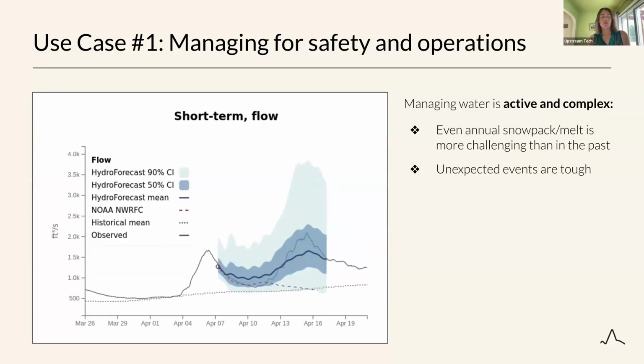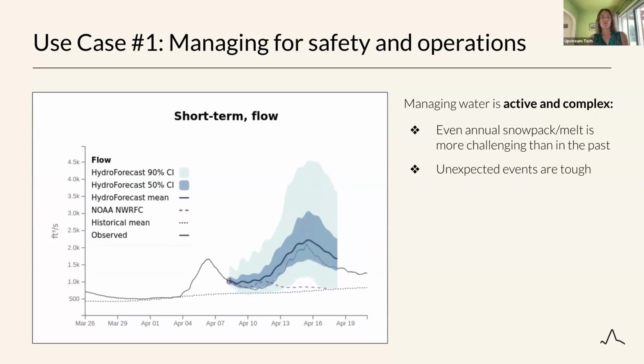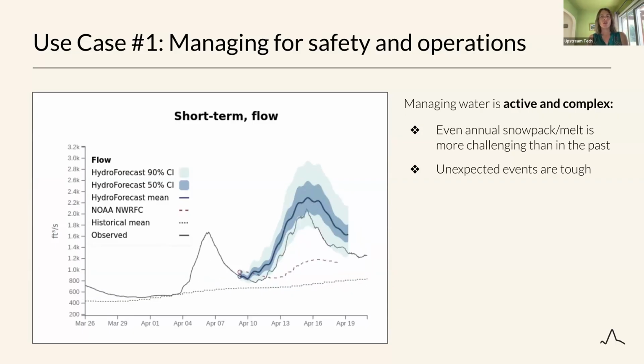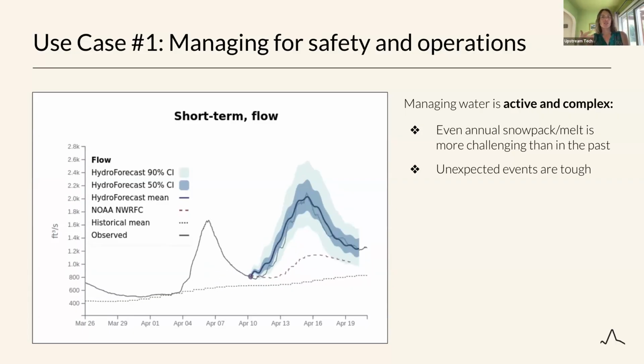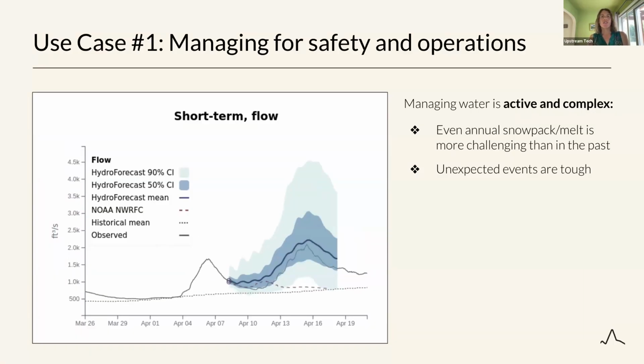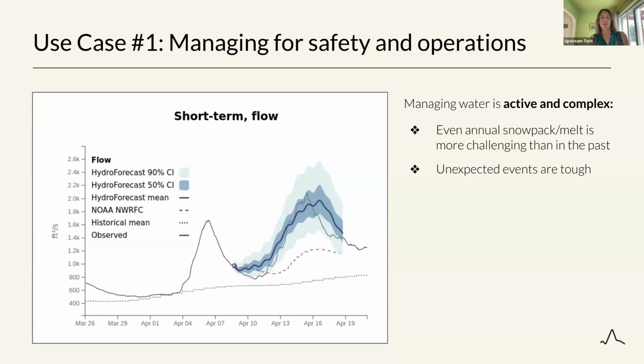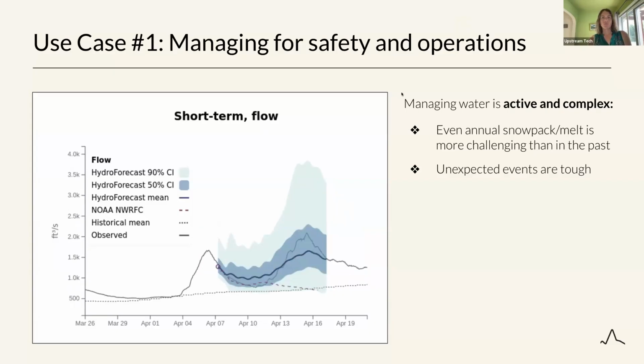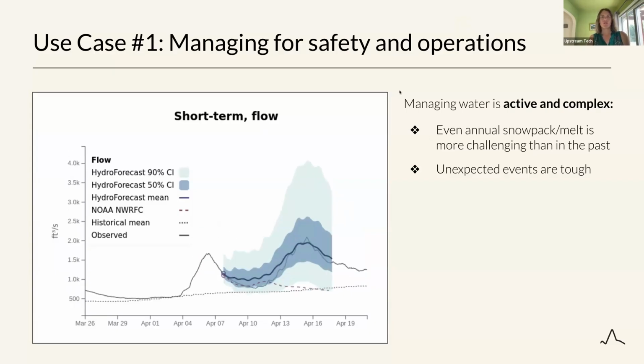We also have unexpected events, and those events are even more difficult. You might have rain on snow, where your reservoir is already kind of full. You might have convective rain that dumps a huge amount of water. Those are really important for managing safe operations and ensuring that you don't have downstream consequences. So it's really important to have a good inflow forecast there.